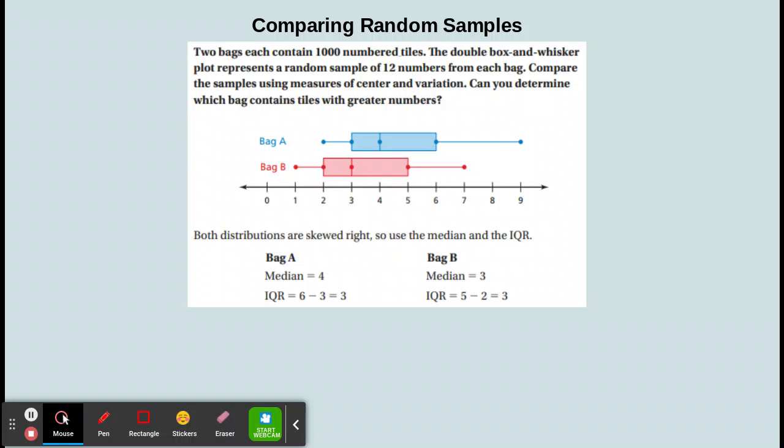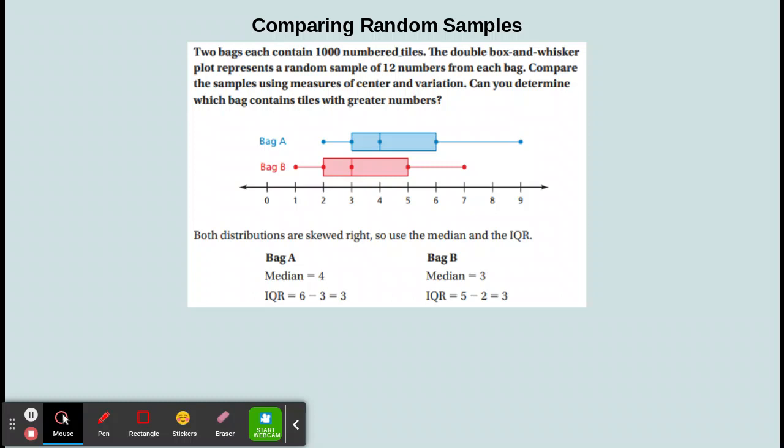use a double box and whisker plot to show what numbered tiles we pulled from a sample of 12 from each bag. We're going to compare these samples using the measures of center and variation, and then ask ourselves if we can determine which bag contains tiles with greater numbers.